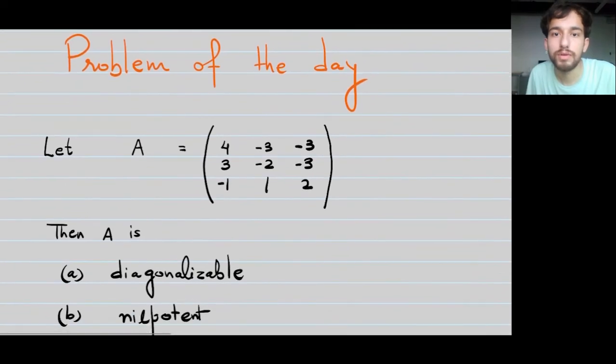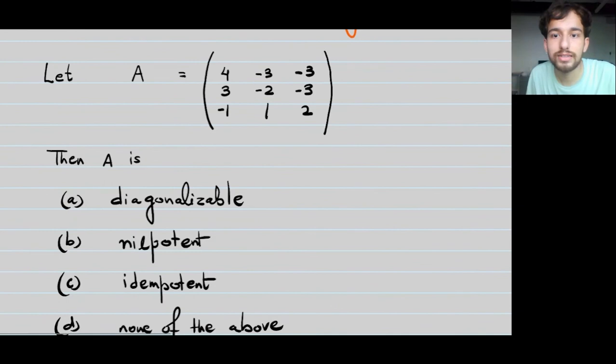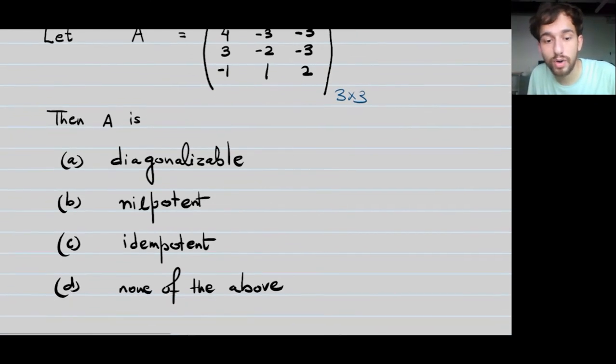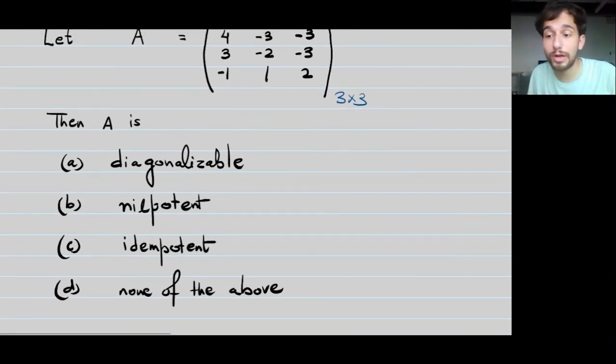Now we move ahead to the problem of the day, which is a very important problem. Let's quickly understand this. Suppose A is a 3 by 3 matrix defined with first row 4, minus 3, 3, then the next rows minus 2, minus 3, minus 1, 1 and 2 likewise. You have to answer whether this A is diagonalizable, nilpotent, idempotent, none of the above, or whether more than one option is correct.